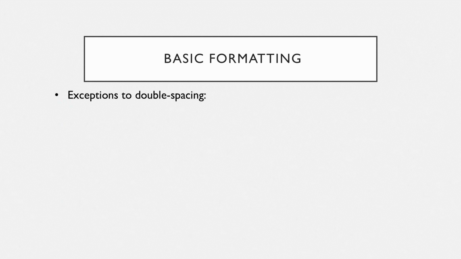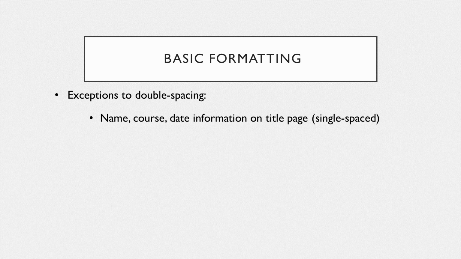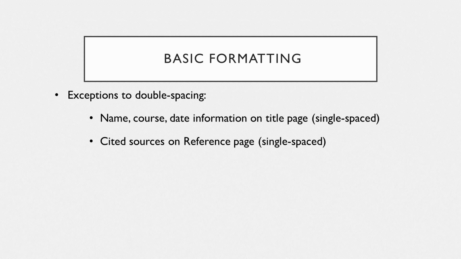The majority of your paper should be double-spaced. However, there are a few exceptions to this rule. Your name, course, and date information on the title page, your cited sources on the reference page, and any block quotations in the paper will be single-spaced.